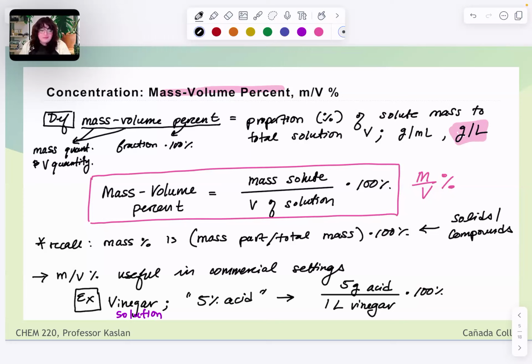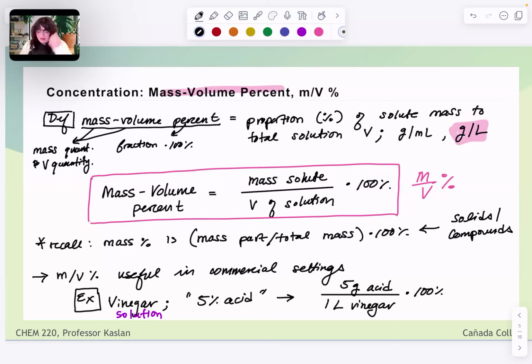So again, if you go home and read any bottle that has this mass volume percent unit on it, then you should be able to understand that it's talking about a ratio of how much of a solute was dissolved in grams per total solution volume.